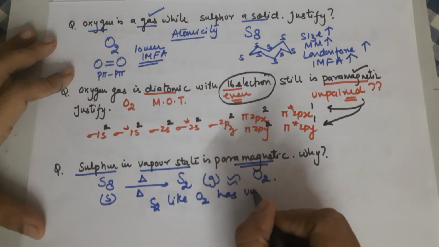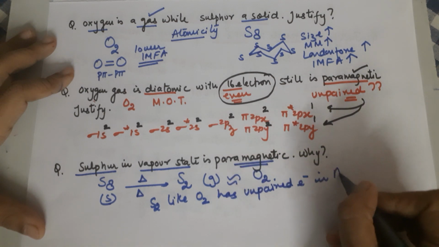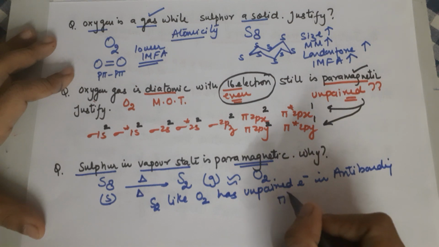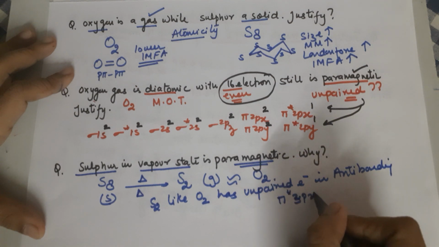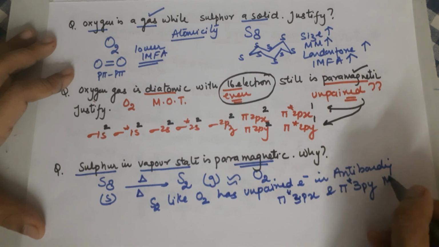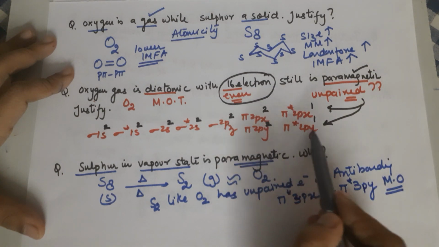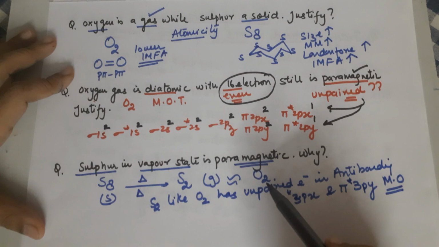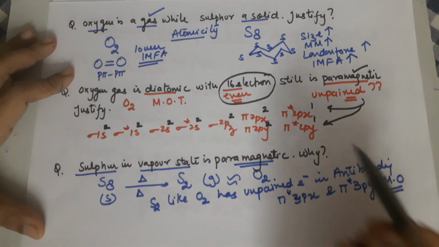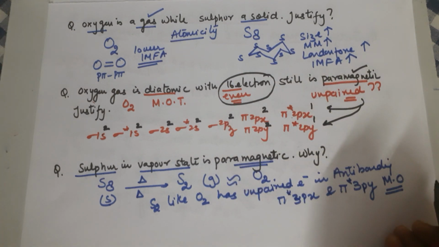has unpaired electrons in the anti-bonding pi star 3px and pi star 3py molecular orbitals. Here you had pi star 2px and pi star 2py. Now since sulfur is larger, in the next shell, it would be pi star 3px and pi star 3py that would have one electron exactly like oxygen. Therefore, this would be paramagnetic.